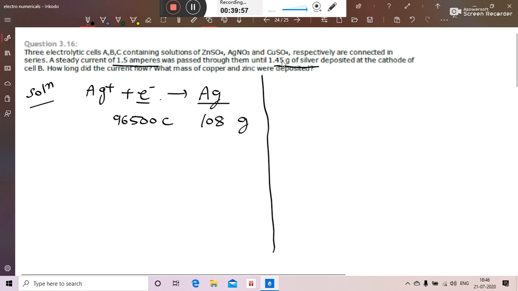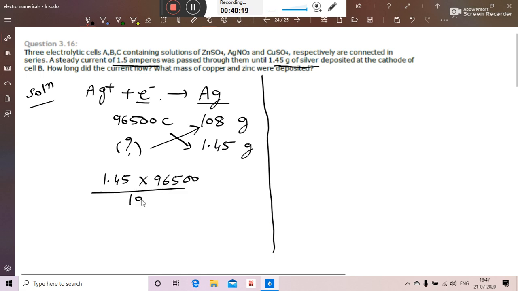So in order to obtain 1.45 gram, what amount of charge should be passed? So we have to do cross multiplication. So 1.45 into 96500 upon 108. So that will come out as 1295.6 Coulomb. Now this is nothing but Q. So Q equal to IT. So that means T equal to Q upon I. So from this we can obtain time.